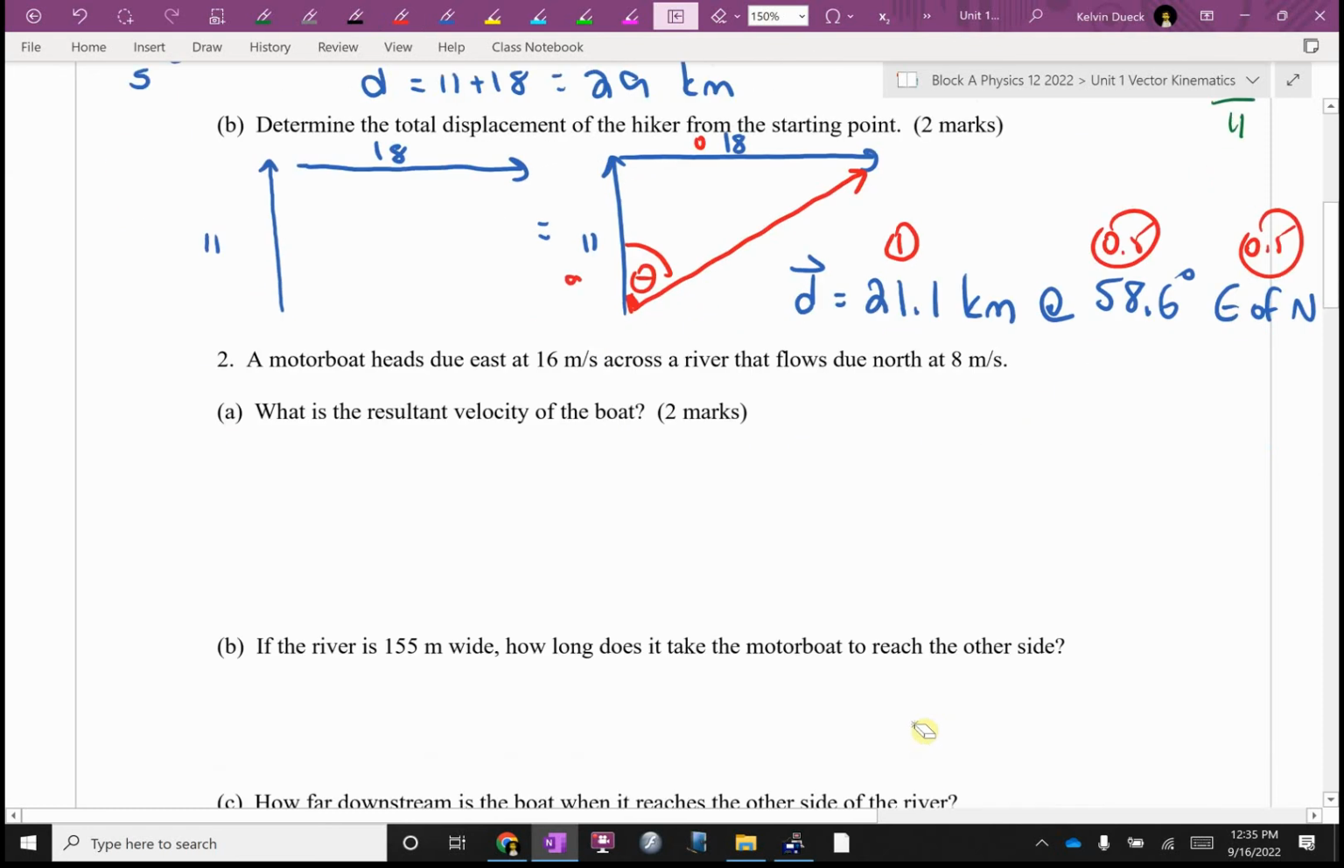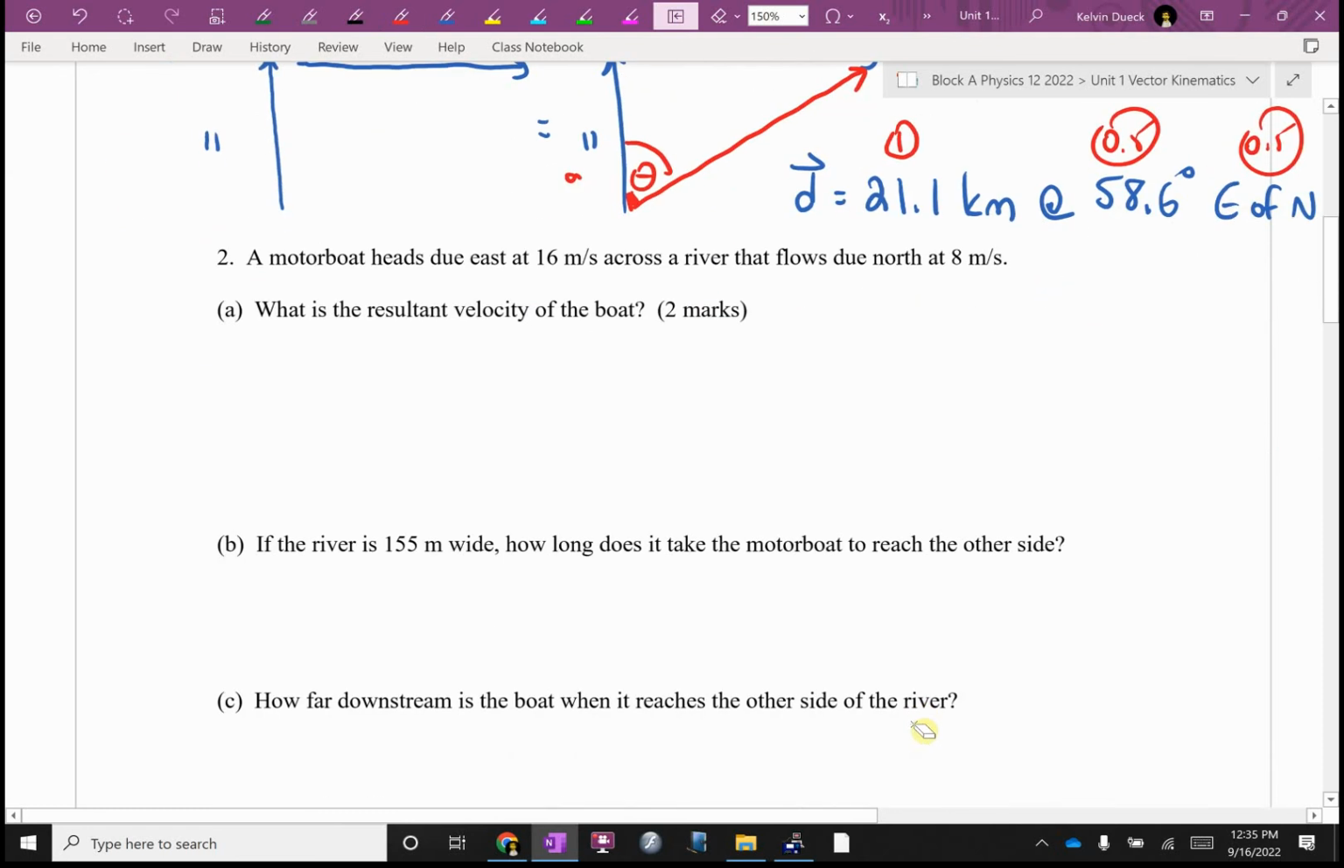Number 2, a motorboat heads due east at 16 meters per second across a river that flows due north. I'm going to draw a compass rose because I've scrolled down. On your pieces of paper, if you just draw a compass rose at the top, obviously I'm not going to freak out, but because I'm scrolling down, I'll put one almost always next to each question.